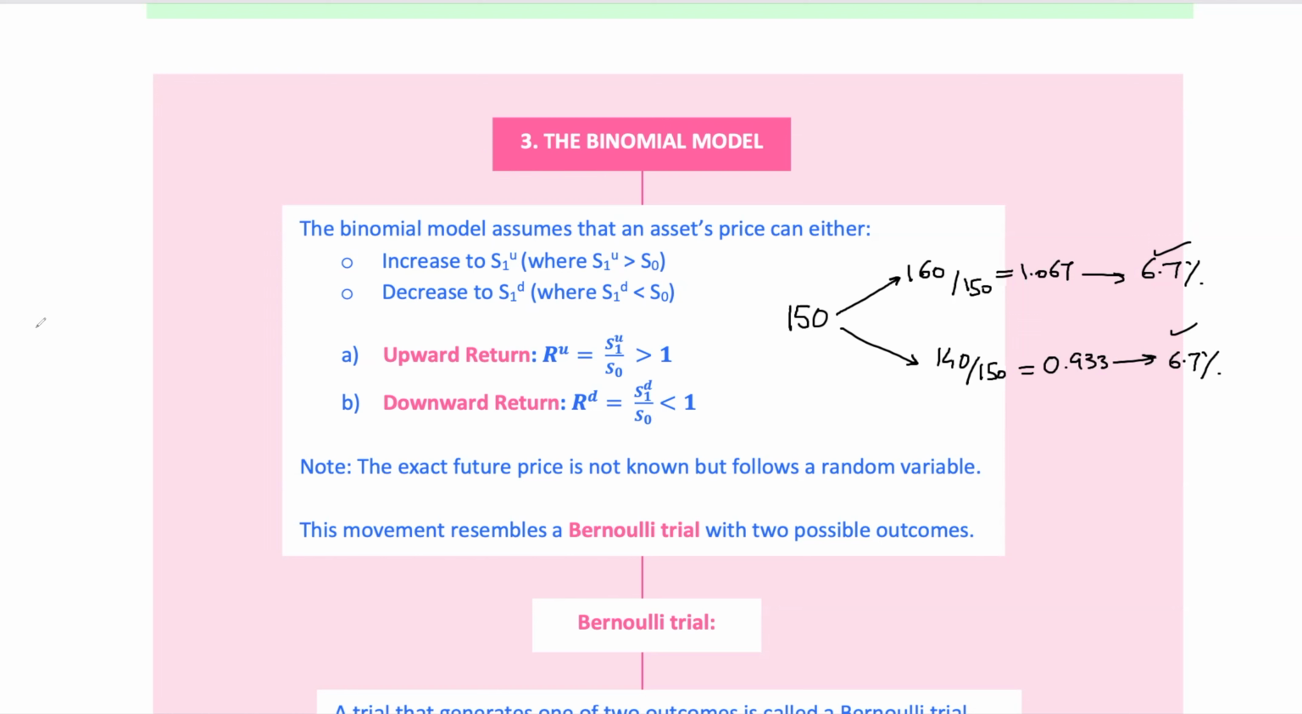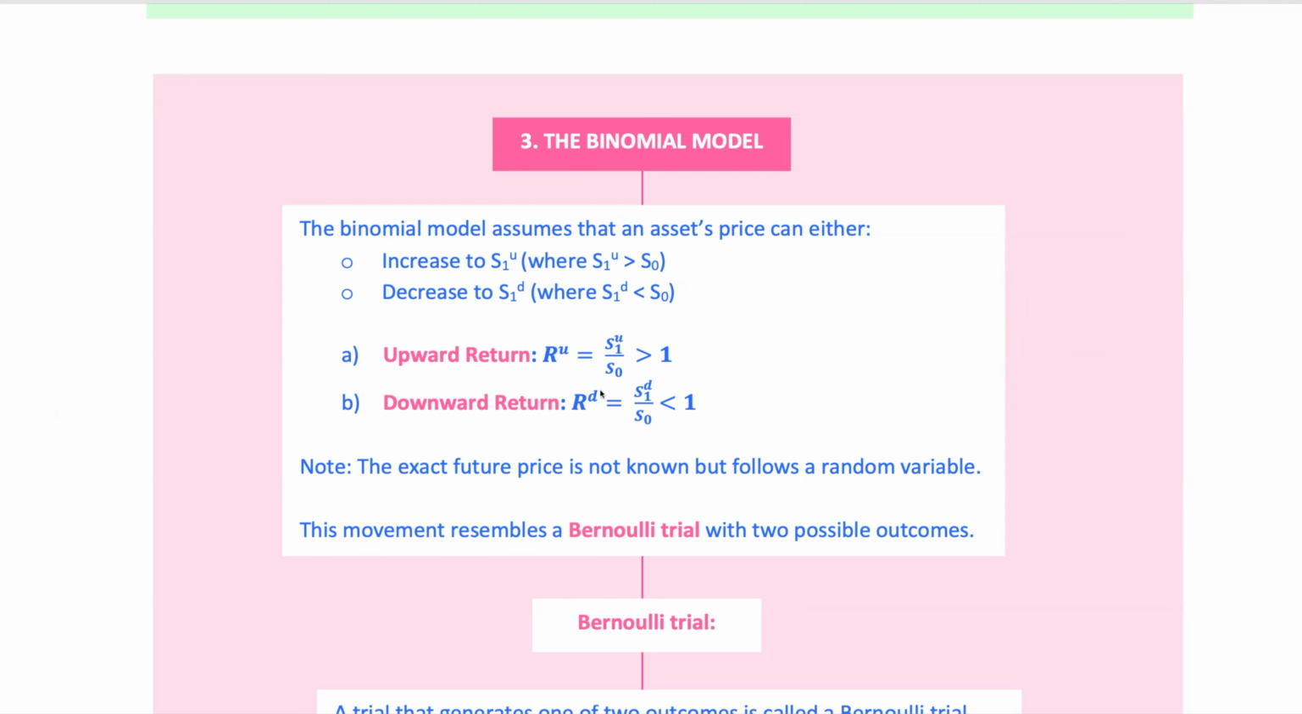Now, let's take it one step further. If we know these possible price changes, we can figure out the value of an option today, even though we have no idea whether the stock will actually go up or down. It's like investing in a startup. You don't know if it's going to be the next Tesla or if it's going to crash and burn. But you do know that if it takes off, you'll make a lot of money, and if it fails, you'll lose your investment. The binomial model works the same way. It tells us how to price things without needing a crystal ball.